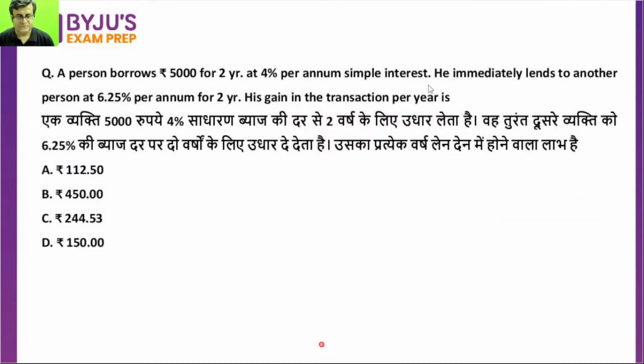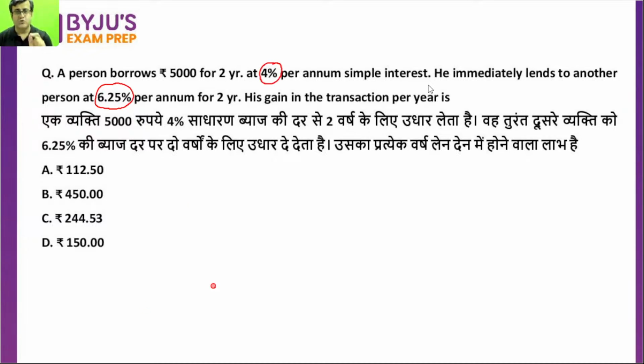Let's see now. In this case, the time is 2 years. But in 1 year, how much interest am I supposed to pay? 4%. If I took the money from you, I am supposed to pay 4% interest. If I give it to somebody else at 6.25%, I am getting 6.25% in 1 year. This much interest I am getting after 1 year, and this much I am supposed to give you.